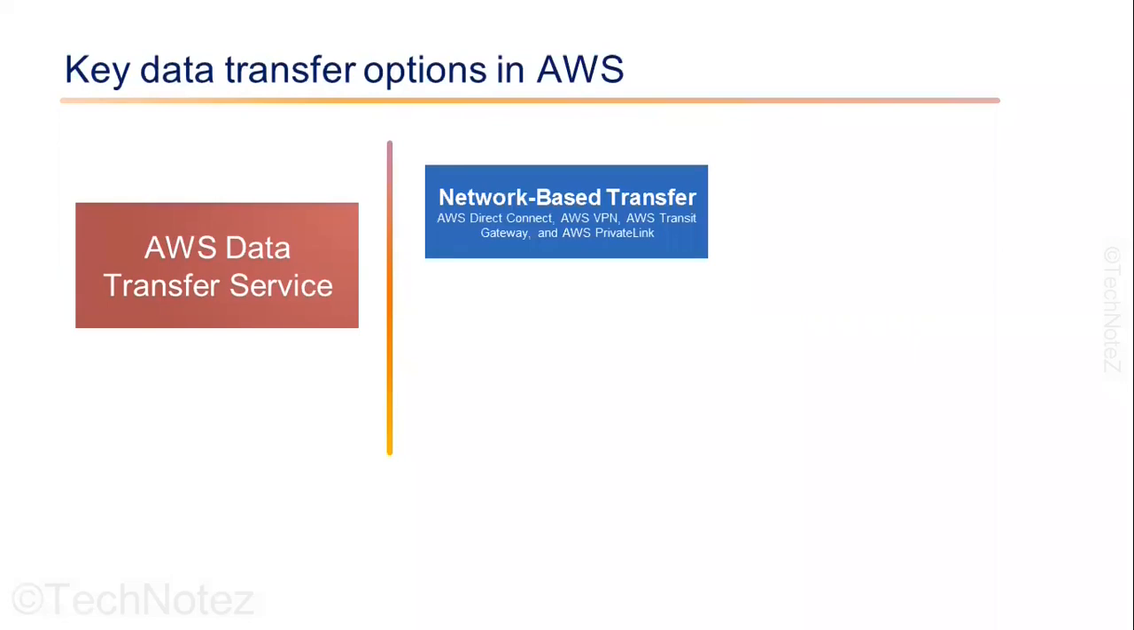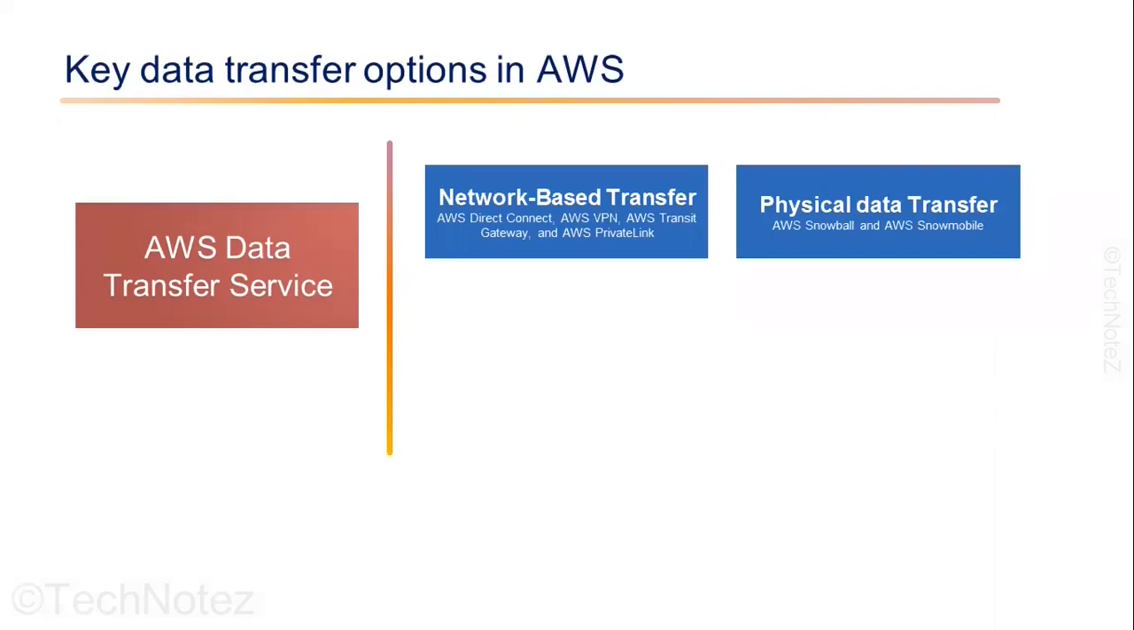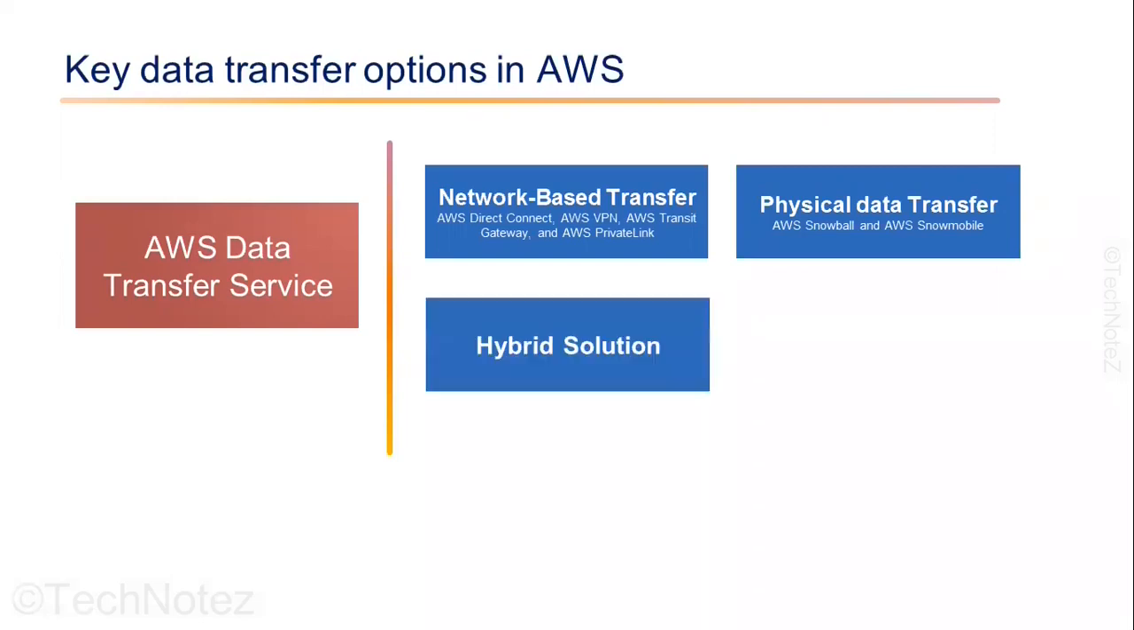Network based transfer. AWS offers a range of network based transfer options, including AWS Direct Connect, AWS VPN, AWS Transit Gateway, and AWS PrivateLink. Physical data transfer. AWS also offers physical data transfer solutions such as AWS Snowball and AWS Snowmobile for large scale data transfer needs.